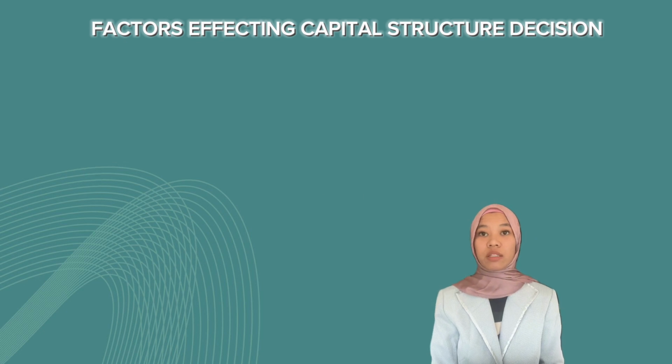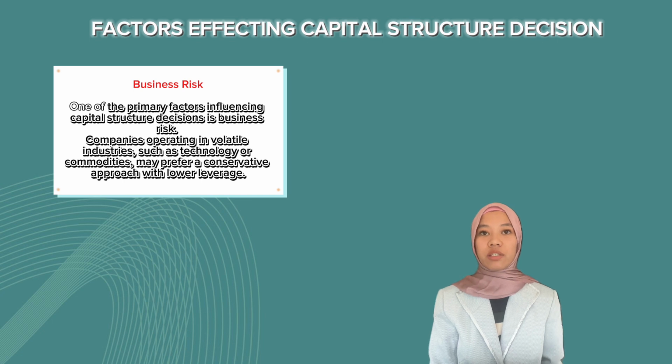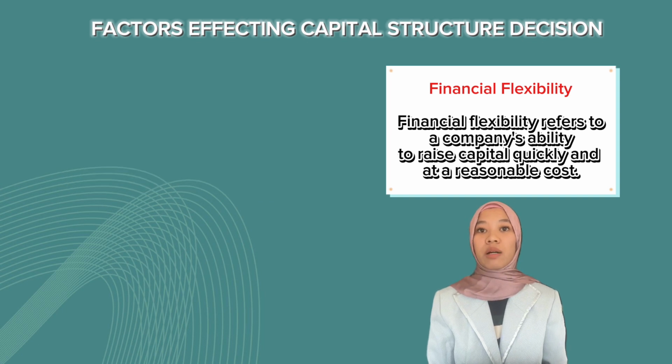Here are some factors that a company will consider. First is business risk. One of the primary factors influencing capital structure decision is business risk. Companies operating in volatile industries such as technology or commodities may prefer a conservative approach with lower leverage. Second is financial flexibility. Financial flexibility refers to a company's ability to raise capital quickly and at a reasonable cost.